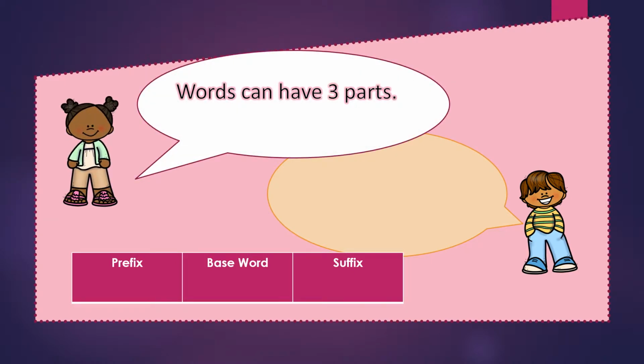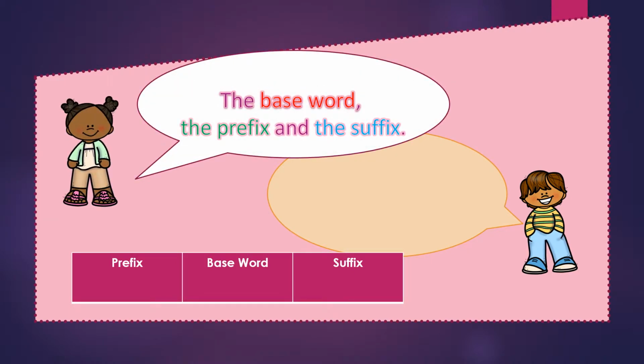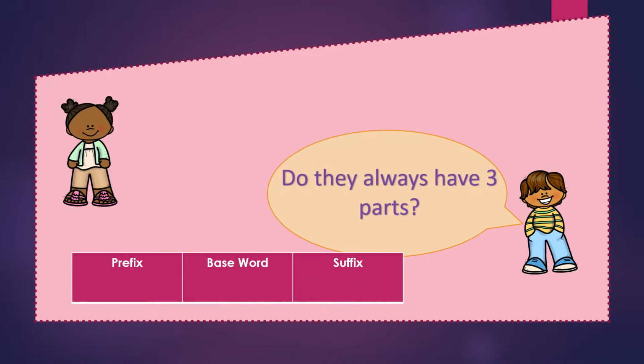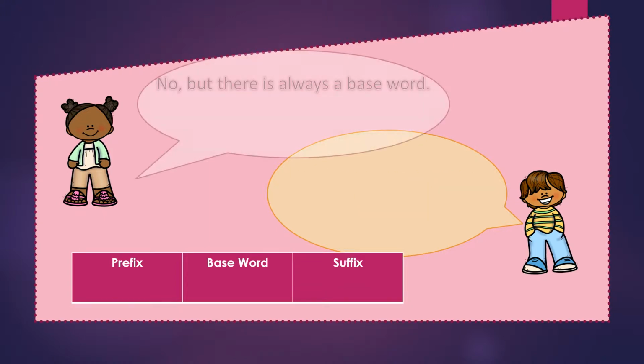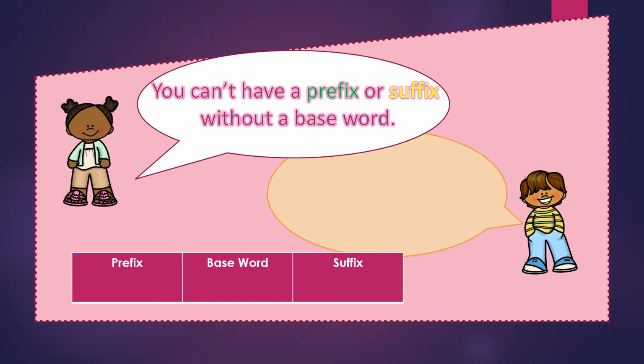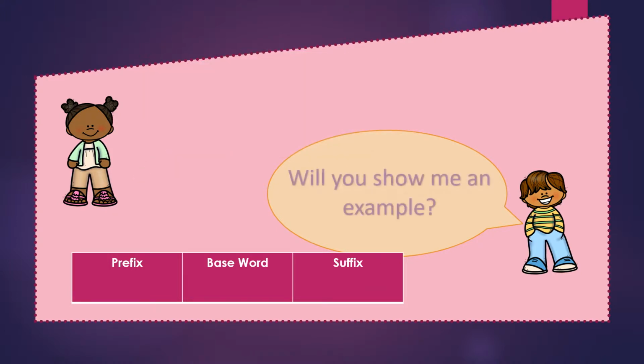Words can have three parts: the base word, the prefix, and the suffix. Do they always have three parts? No, but there's always a base word. You can't have a prefix or suffix without a base word. Will you show me an example?